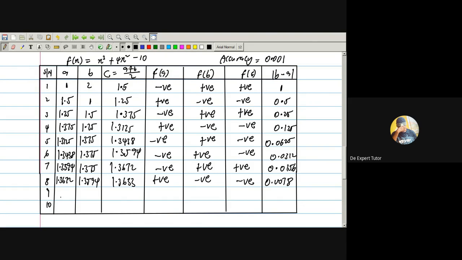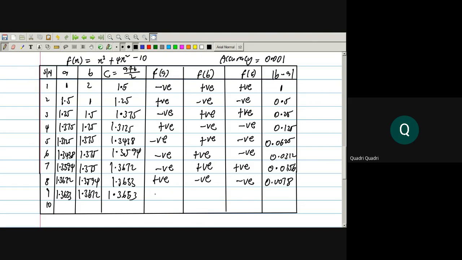Next. We're almost getting to the end. Let's go. Next one. What do we have? 1.3633 and 1.3672. We divide by 2 for us to know. 1.3653. Exactly.